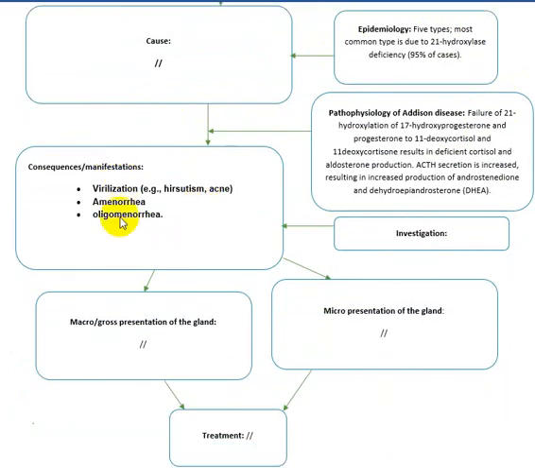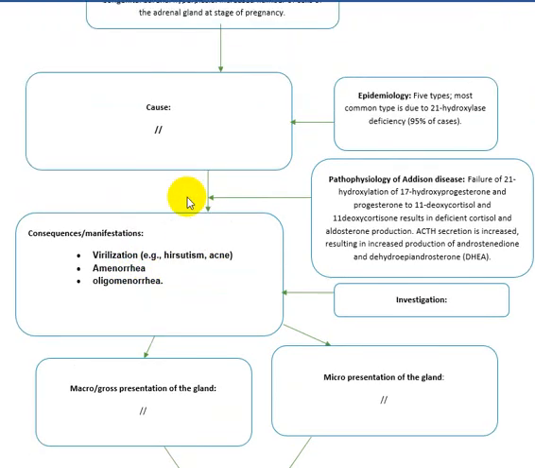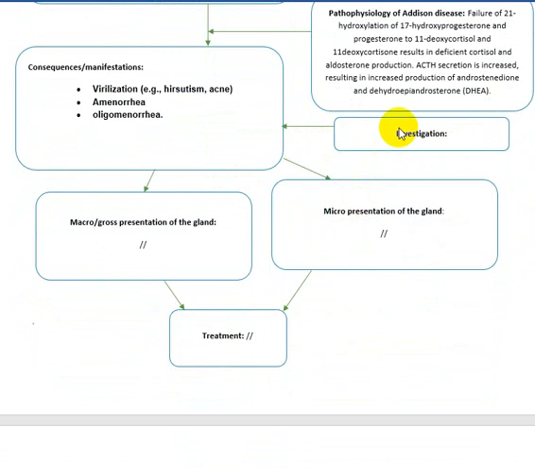In males, puberty occurs very fast. In females you have amenorrhea and even oligomenorrhea. So these are the main signs and symptoms: the masculinization of females, and in males early puberty. You can also have signs of hypoaldosteronism, of reduced aldosterone and reduced cortisol. Investigation: increased level of androgens but reduced levels of the others, the mineralocorticoids, aldosterone and cortisol.